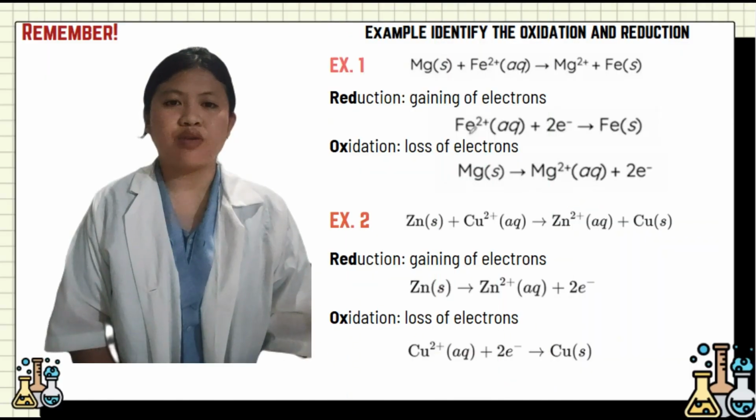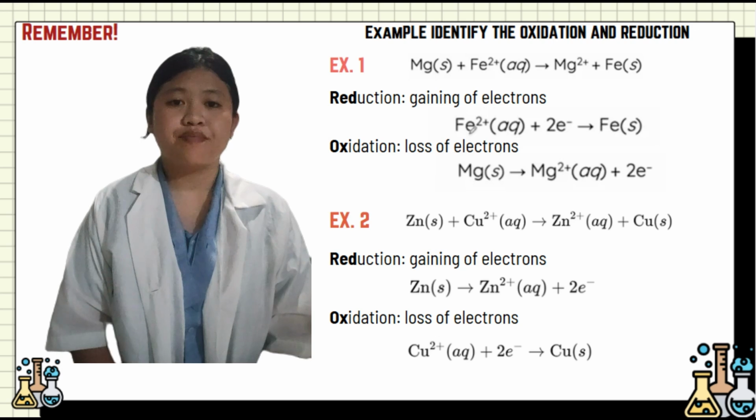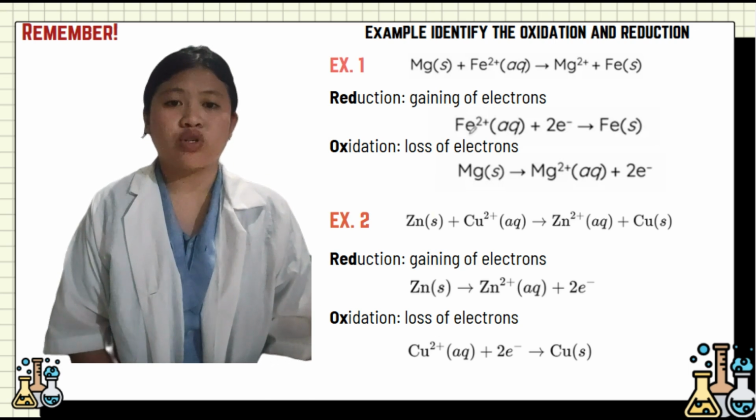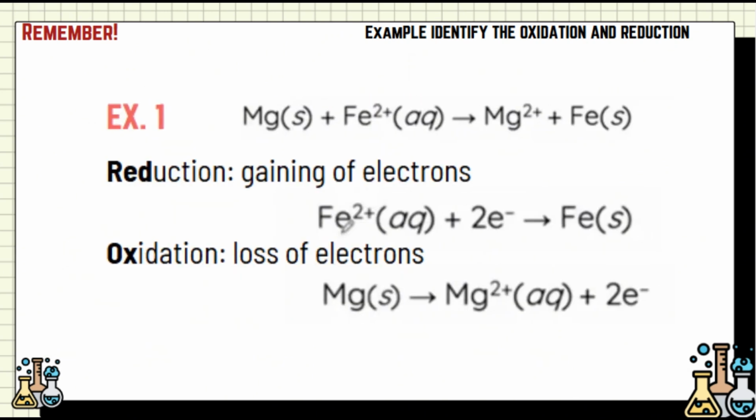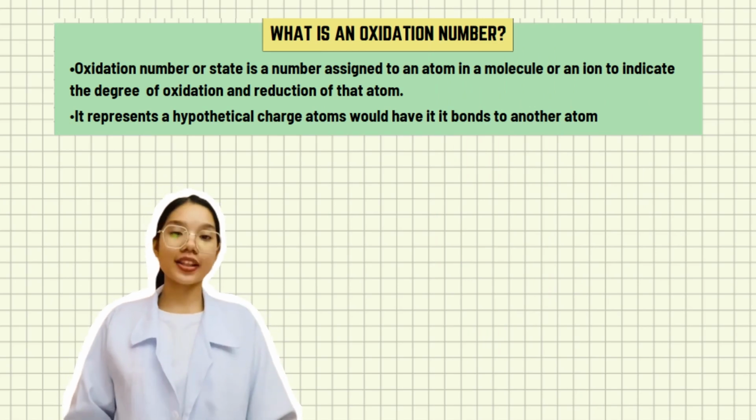So, how do we determine which substance is oxidized and which substance is reduced? First, we can look for the transfer of electrons in the reaction. The one losing electrons is oxidation, and the other gaining the electrons is reduction. So, here is a quick example of reduction and oxidation in a reaction. As you can see here, magnesium is losing electrons, meaning it is oxidized, while right here, iron is gaining electrons, meaning it is reduced.